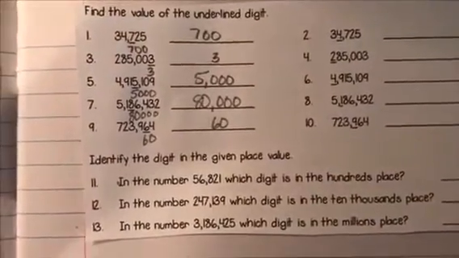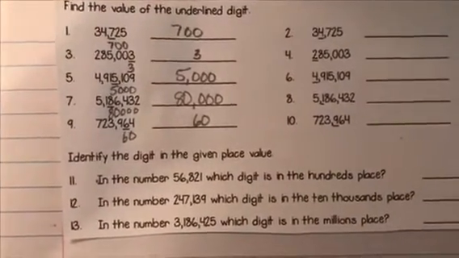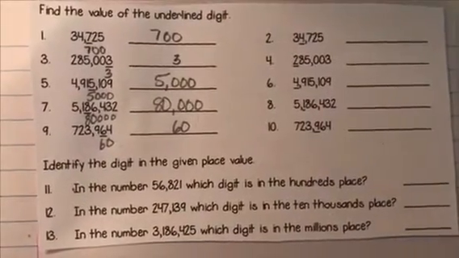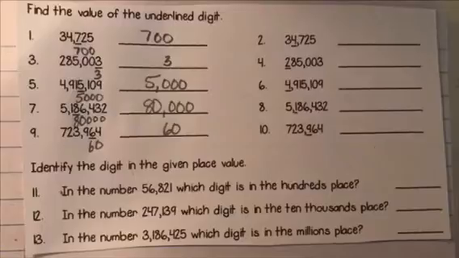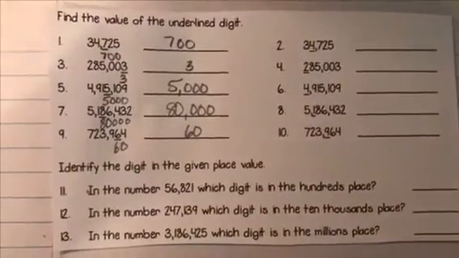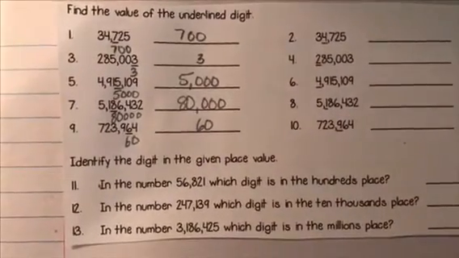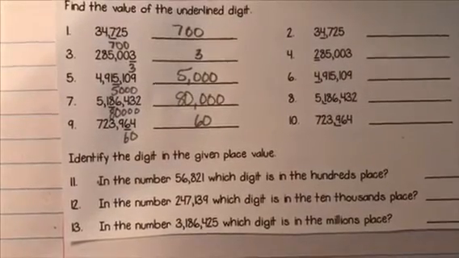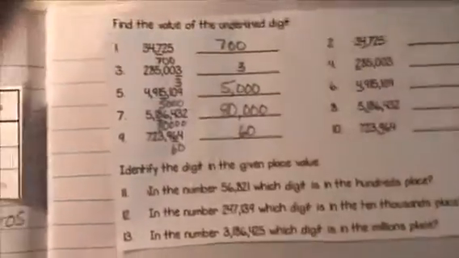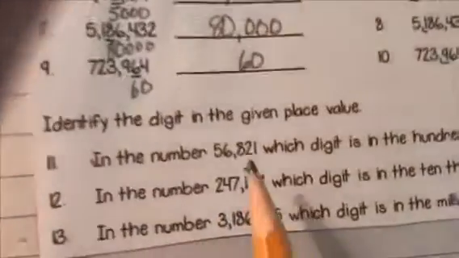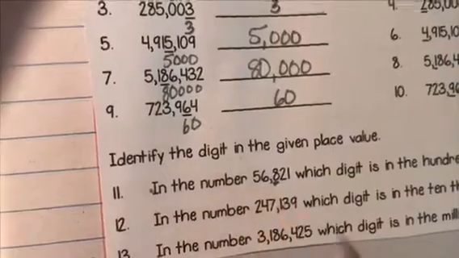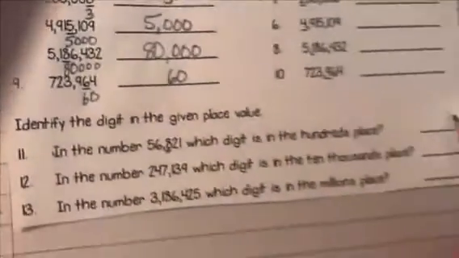Below it says identify the digit in the given place value. So now they're asking you to tell them what number is in a particular place value. So be careful, make sure you read directions closely. Number 11 is in the number 56,821, which digit is in the hundreds place? So I have to look at the number and I have to go ones, tens, hundreds. So I see that that 8 is in the hundreds place.